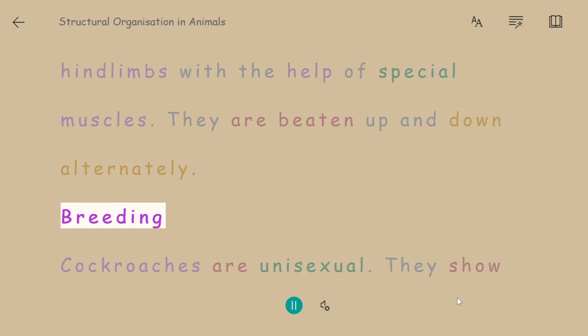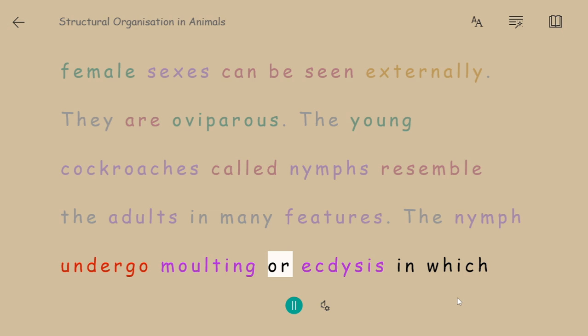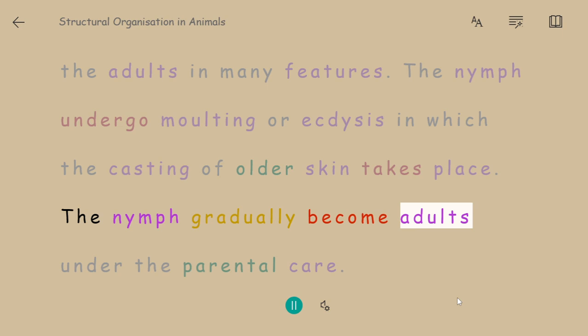Breeding. Cockroaches are unisexual. They show sexual dimorphism, i.e., male and female sexes can be seen externally. They are oviparous. The young cockroaches, called nymphs, resemble the adults in many features. The nymphs undergo molting or ecdysis, in which the casting of older skin takes place. The nymphs gradually become adults under parental care.